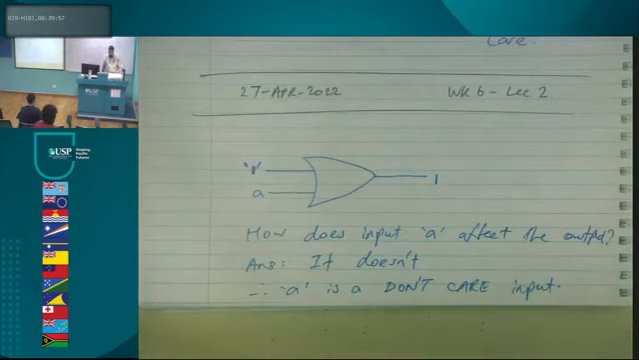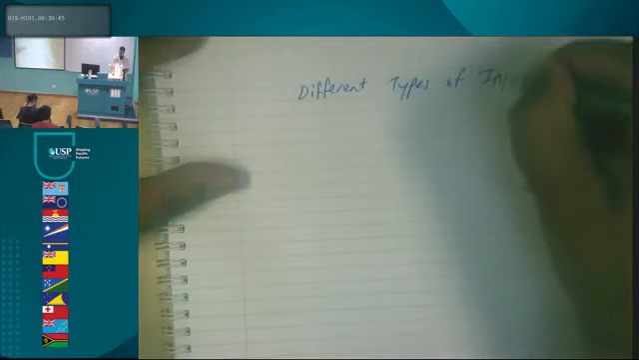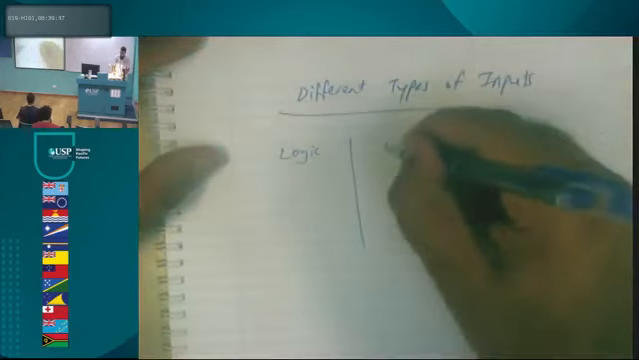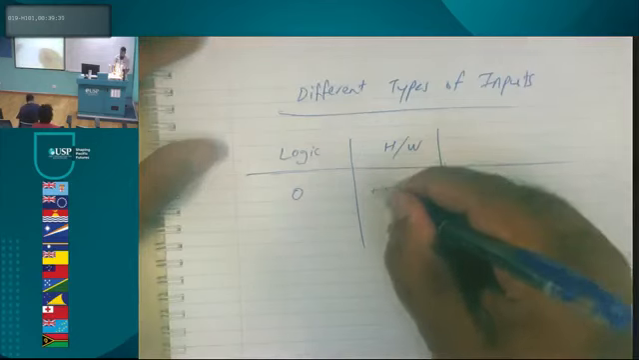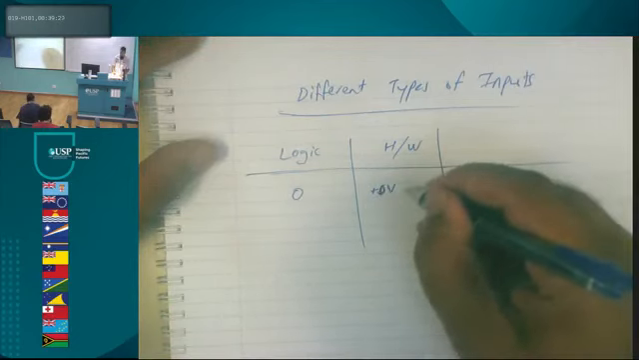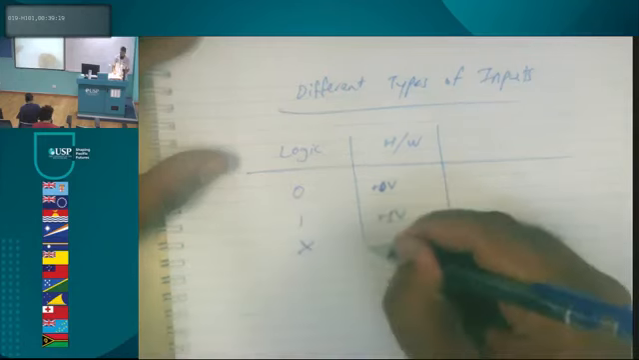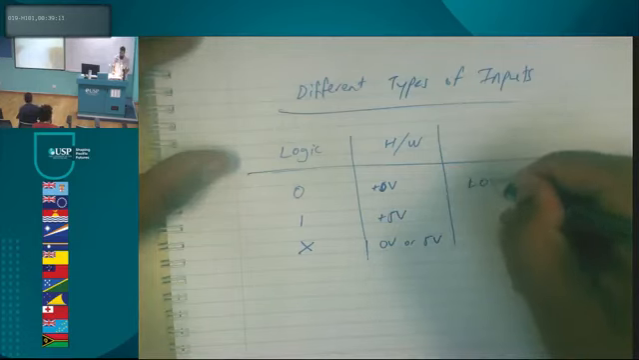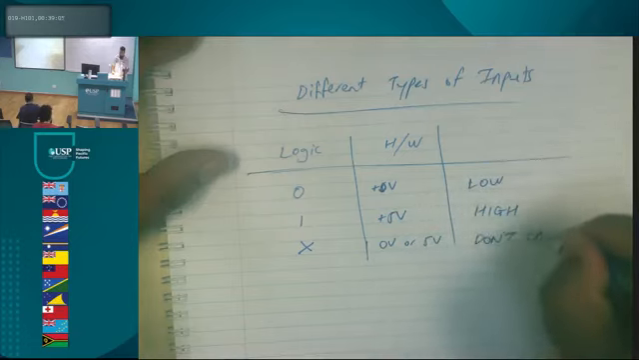So now we come to different types of inputs. You have logic, and what happens in hardware? Logic 0 in hardware would be 0 volts. Logic 1 would be positive 5 volts. And then logic X is either 0 or 5 volts. This is known as low, this is known as high, and this is known as don't care.